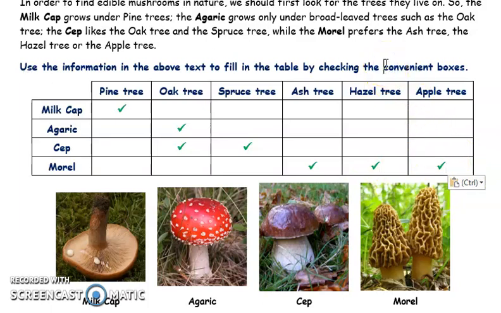Okay, so a mushroom should grow next to green plants since they are unable to make their own food. So they steal nutrients from other plants. As we saw, the milk cap takes nutrients from the pine trees. The agaric grows next to the oak.